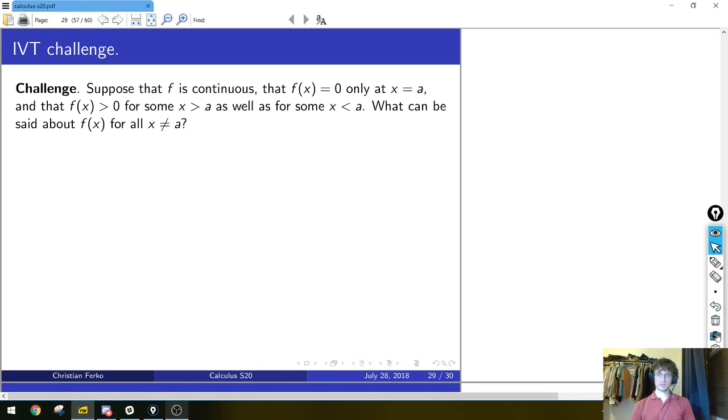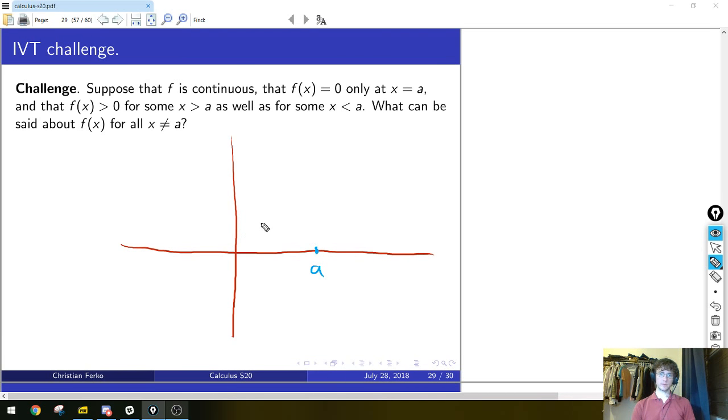Last question. Suppose f is continuous. This is important: it's 0 only at a single point. So there's only a single point on the entire line where f of x equals 0. So there's a function which hits 0 at a. And we also assume that f is positive at some point greater than a. So maybe there's an x1, and we say f is positive there. And it's also positive at some maybe x2, which is less than a. So all we know is it's positive at 2 points, and it's 0 only at a.